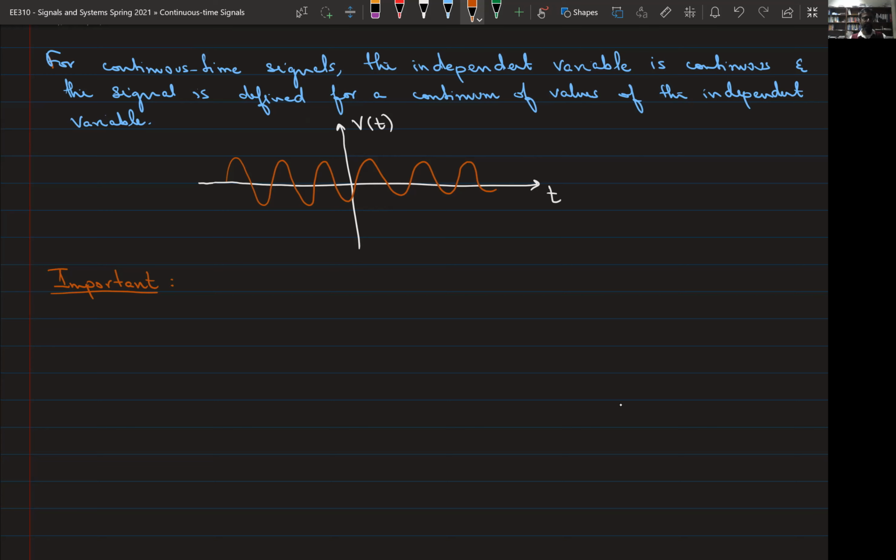It's just a label. The independent variable, I'm going to say time. That's the important point. And that's just for convenience, by the way.